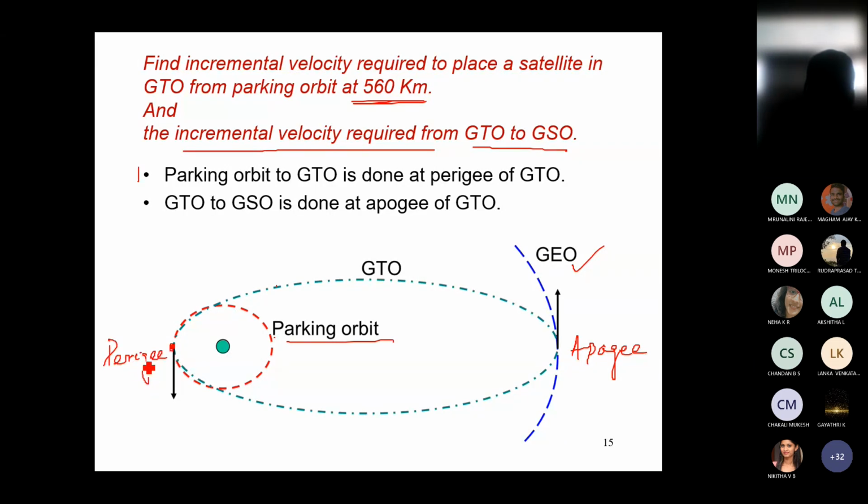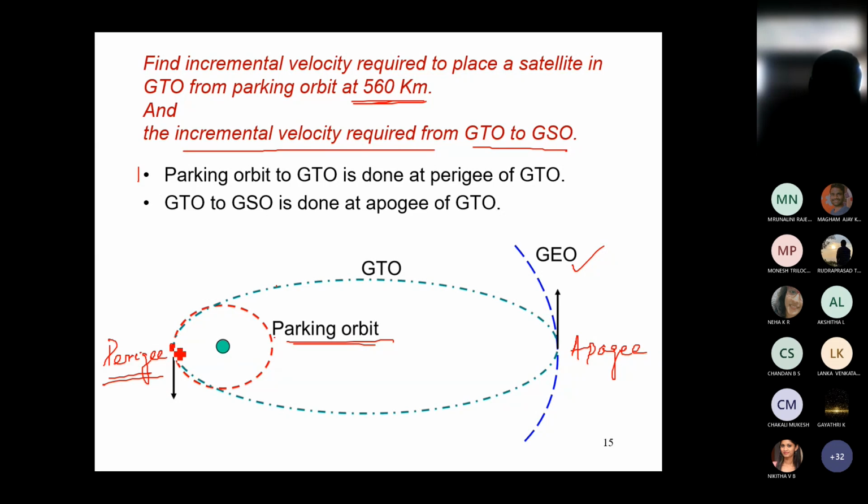Okay, so since this particular point is common for the parking orbit and GTO orbit, we have to change the stage of the satellite at this particular point. From this stage only the satellite will change its orbit. So we have to calculate at perigee what is the velocity of the satellite when it moves in the GTO orbit. And we have to find the difference, the velocity at perigee minus the velocity in parking orbit. So that will give us the incremental velocity.